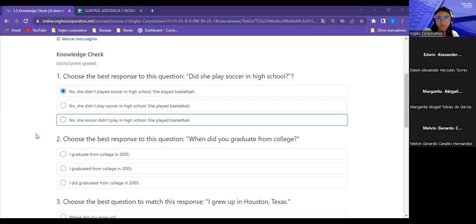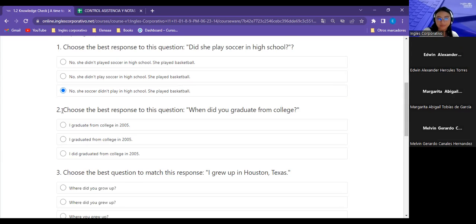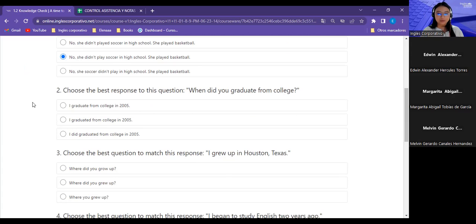What about this one, number three? Why? This is an incorrect response. No, she soccer didn't play in high school. ¿Por qué no está correcta la tres clase? Why is not the correct response? Because of the word order. El orden no es el correcto. So this is the correct one. Number two, tell me about number two.